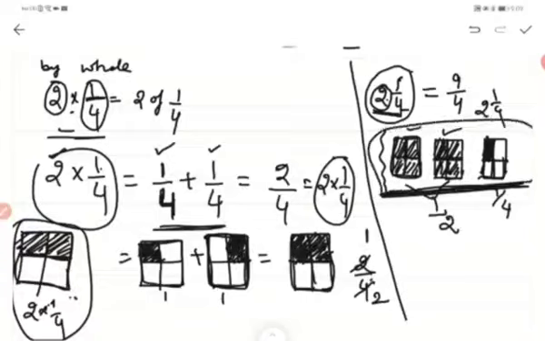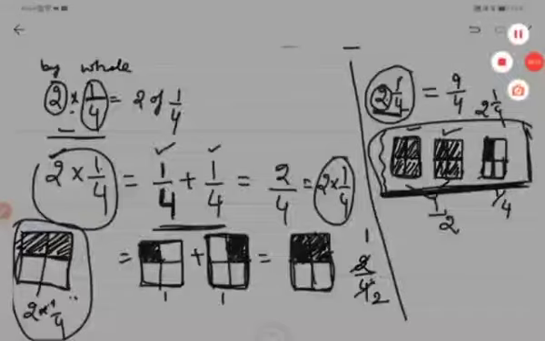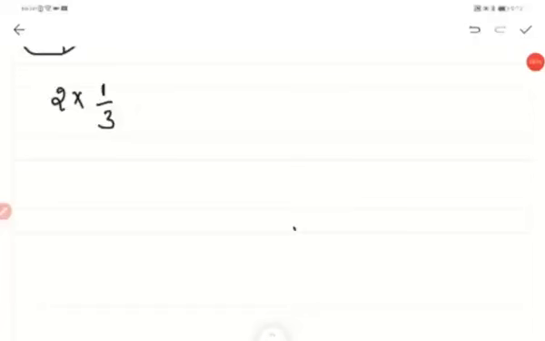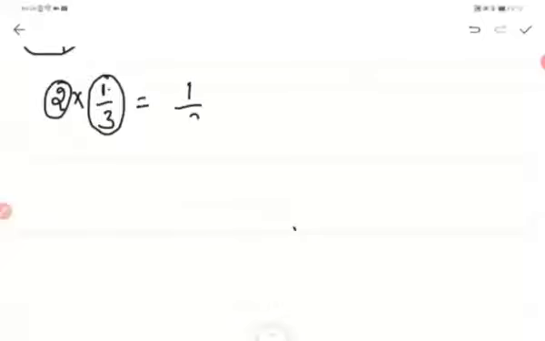Okay, I hope you understood the difference I wanted to show you all. Let's take one more example. Let me take this example now: 2 into 1 by 3. This fraction is what? It's a proper fraction, isn't it? Because the numerator is less than the denominator. So we are multiplying a whole number with a proper fraction now. How will you write this? You can write this as 1 by 3 plus 1 by 3.